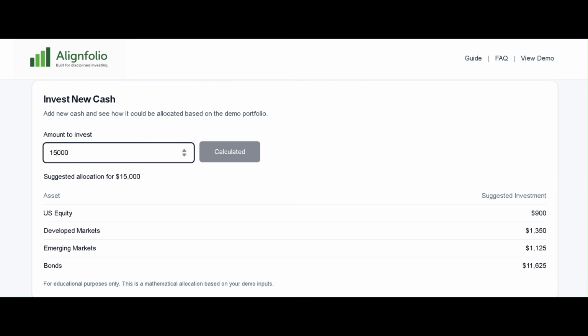So instead of asking, what should I sell? A simpler question may be, where should my next dollar go? Rebalancing is not about predicting markets. It's about maintaining discipline, controlling risk, and staying aligned with the investment strategy you originally chose. This is just a simple way to visualize portfolio drift and portfolio allocation using Alignfolio.